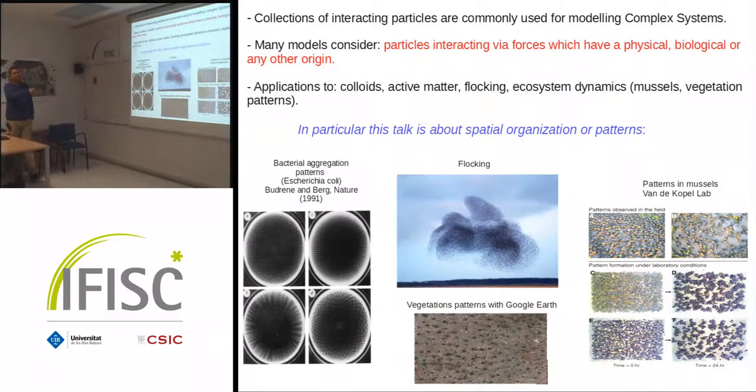You can find also other patterns in biological systems. For instance, I like this particular one that you can take from the internet from the Van de Koppel lab. I think he's in the Netherlands. You can see how the mussels form these patterns in the field, and you can show these patterns also in the lab. So this is what I'm going to talk about. I'm going to talk about spatial organizational patterns.